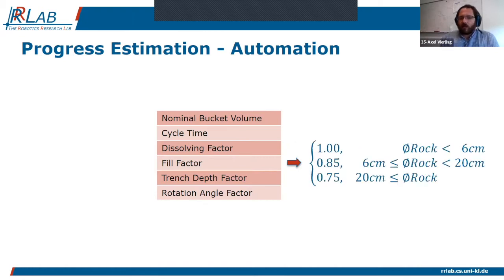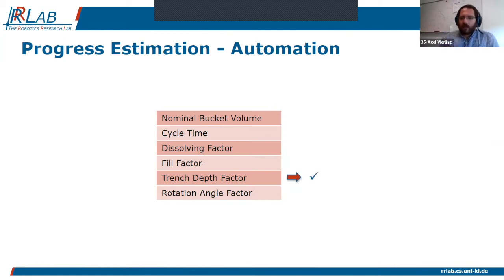The fill factor is dependent mainly on the rock size. Here it's stated in the sources which I've given before that it's just 1 if there are no rocks, or the average rock is smaller than 6 centimeters, and then it reduces if the rocks are getting bigger. Like I said, sadly, where we did experiments, there were not many rocks above 6 centimeter diameter, so this is omitted in the experimentations. Trench depth, also, calculating the trench depth is not so difficult in principle. We just need to know when to do that. Similarly, the rotation angle is also mainly dependent on getting the poses at the correct time.